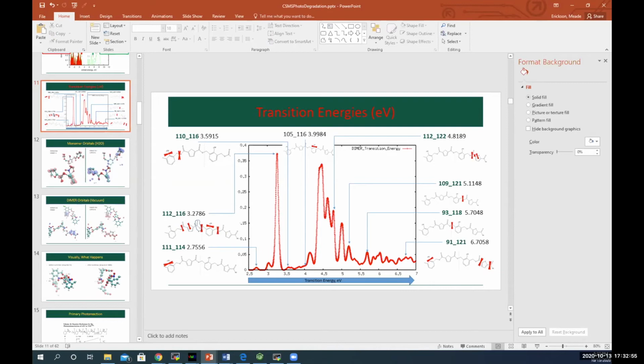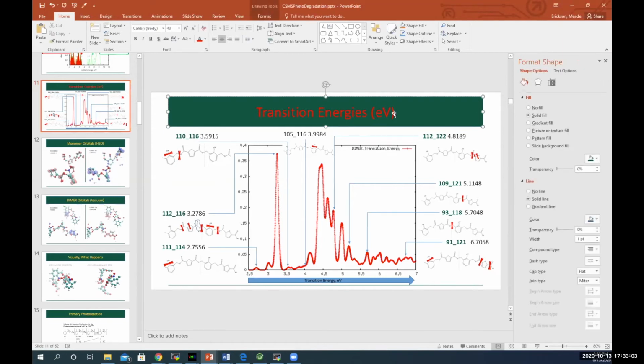I guess, for example, in this figure, you have the absorption spectrum. You also show the results of your decomposition. I guess your question is, what's the relationship between these two? Yep. Okay.